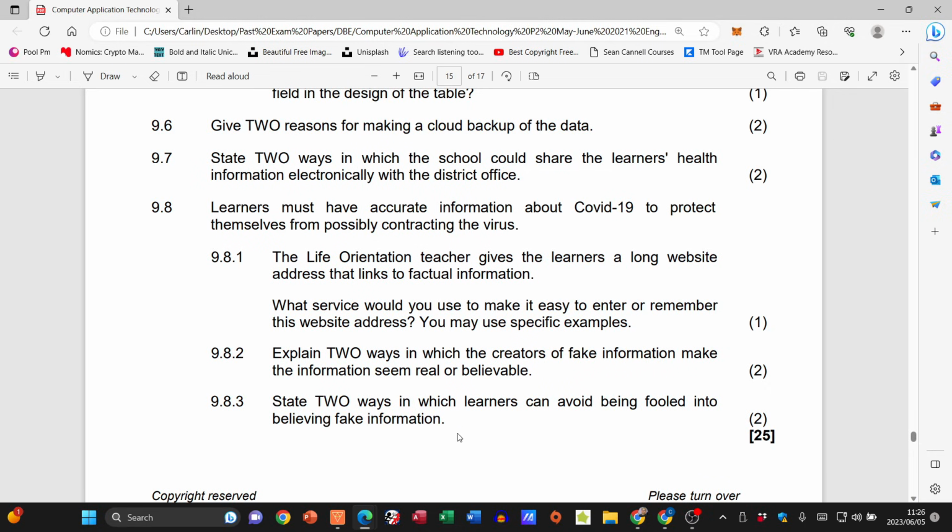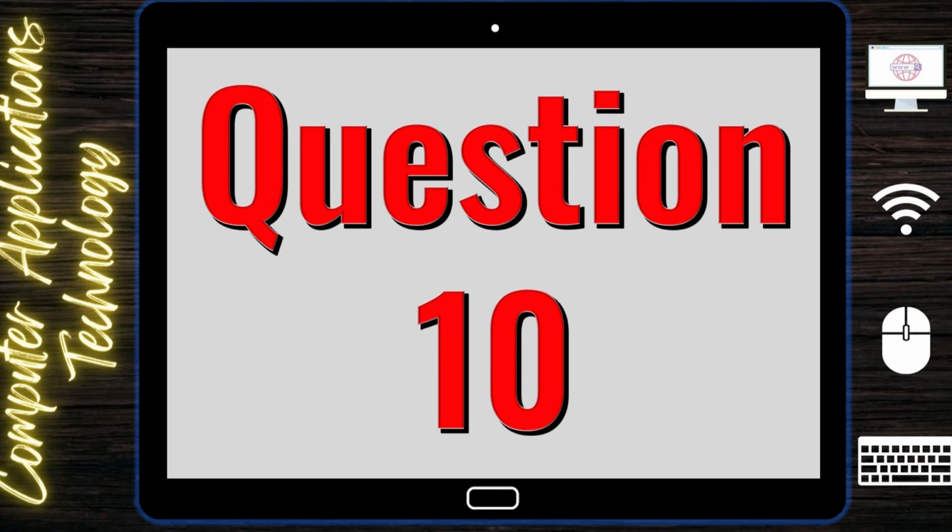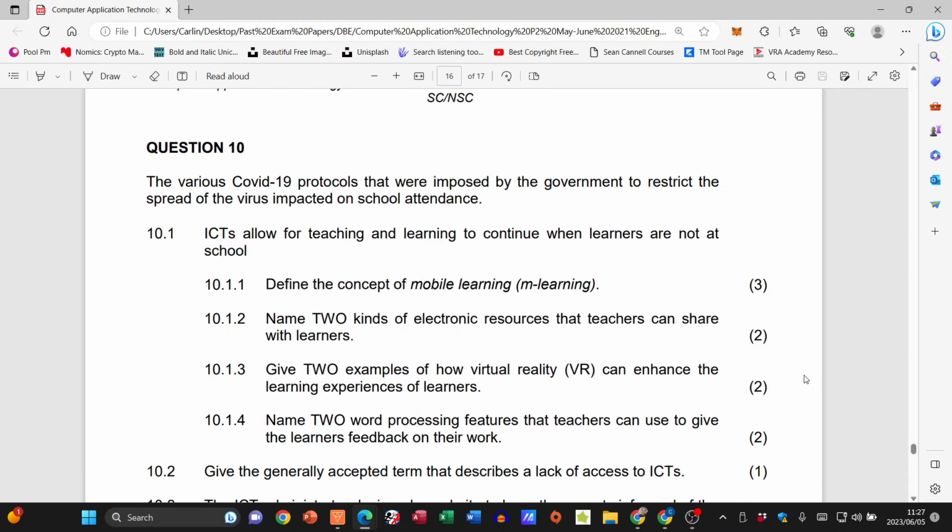Right, and that's question number 9. Then we move into our very last question for this June 2021 DBE paper, our National Senior Certificate paper. And we are continuing with our scenario on COVID-19. So the various COVID-19 protocols that were imposed by the government to restrict the spread of the virus impacted on school attendance. So the government imposes these rules. Some learners are not coming to school. What can now be done? So keep that in your mind as we process through this.